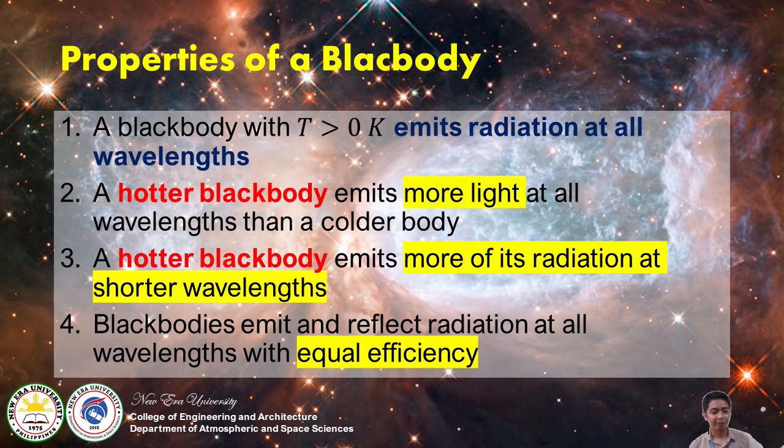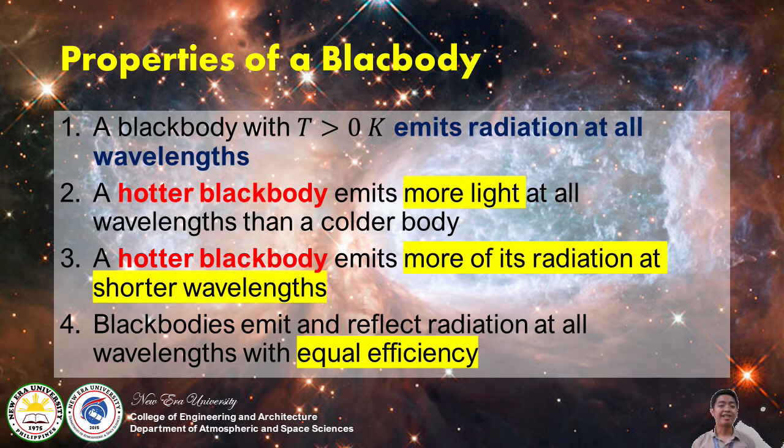Now, next, a hotter black body emits more of its radiation at shorter wavelengths. Why is that? Because they are emitting high energy radiation. So, the shorter the wavelength, the higher the energy. And last, black bodies emit and reflect radiation at all wavelengths with equal efficiency.